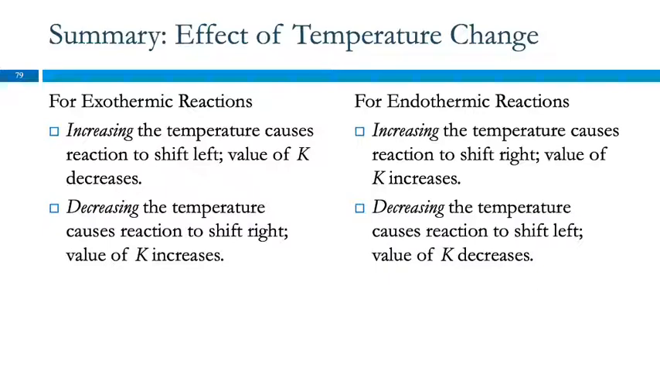So, summary effect of temperature change. For exothermic, increasing temperature, reaction shifts left, value of K decreases. I don't think there's any benefit in trying to memorize a slide like that, because there's too many pieces, right? I think it's better to find something in your head that makes it make sense, whether you're talking about people carpooling or just undoing a change, whatever makes sense to you. That way you get a problem like this and you can just reason it out.